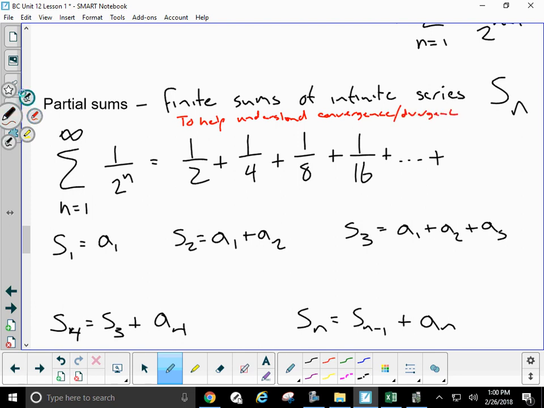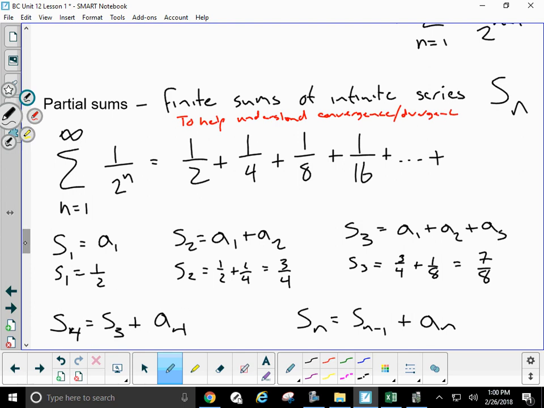Okay, so in this case, S1, 1/2. S2, 1/2 plus 1/4. That's 2/4 plus 1/4, 3/4. S sub 3, well, 1/2 plus 1/4 plus 1/8, or 3/4 plus 1/8. That's 6/8 plus 1/8, 7/8.